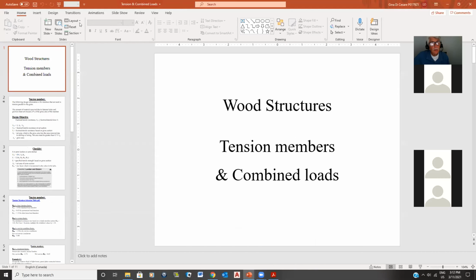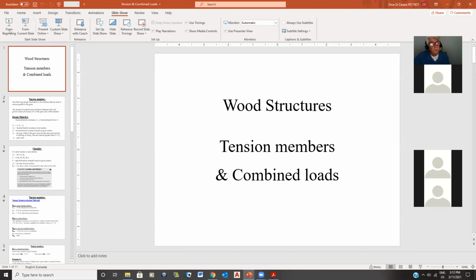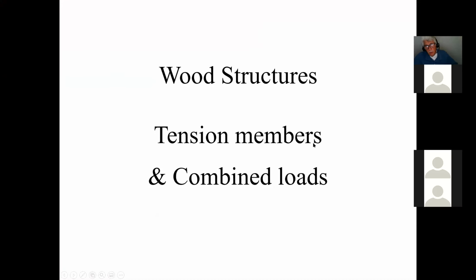So today we're going to learn two things. The first one is very simple. Today we're going to learn about tension members. Tension means that the fibers are being pulled apart. In other words, the wood is being stretched. And where do you find a lot of tension members? In trusses, a lot of the web members are in tension. The bottom chord of a truss is in tension, and so on and so on.